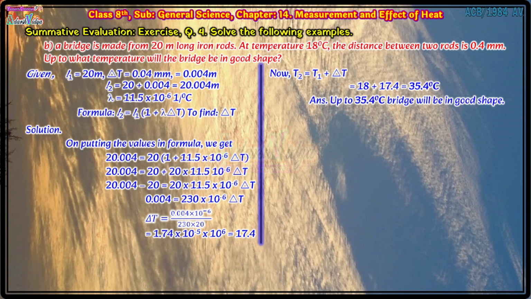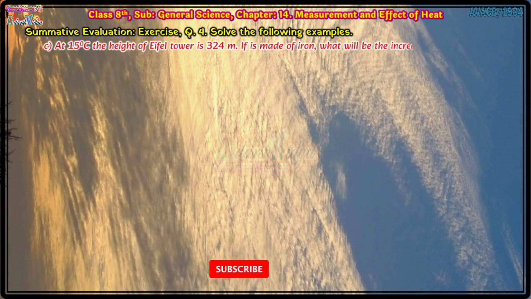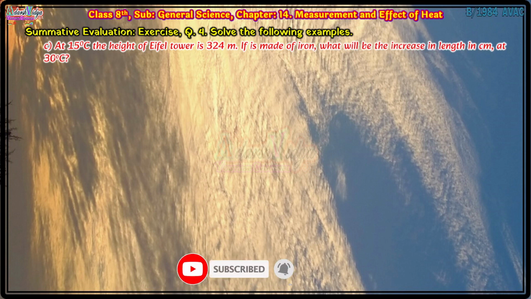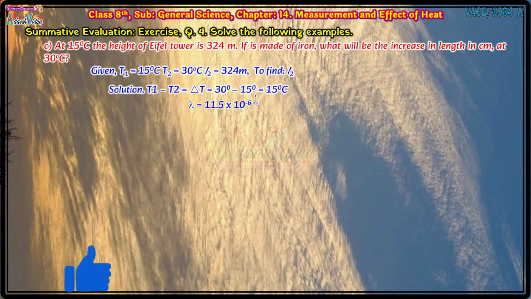Third example. At 15°C the height of the Eiffel Tower is 324 m. If it is made of iron, what will be the increase in length in cm at 30°C? Given T1 equals 15°C, T2 equals 30°C, L1 equals 324 m, to find ΔL. Solution. ΔT equals T2 minus T1 equals 30 minus 15 equals 15°C. α equals 11.5 × 10^-6 per °C.